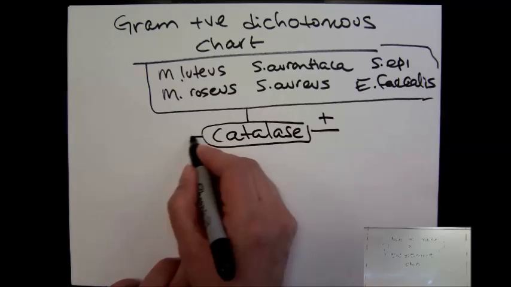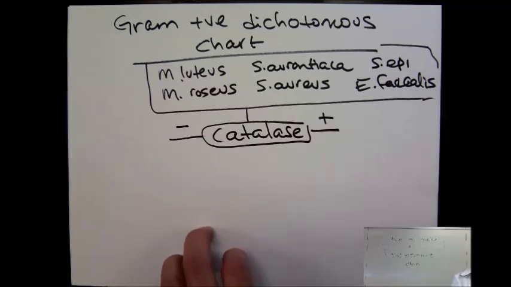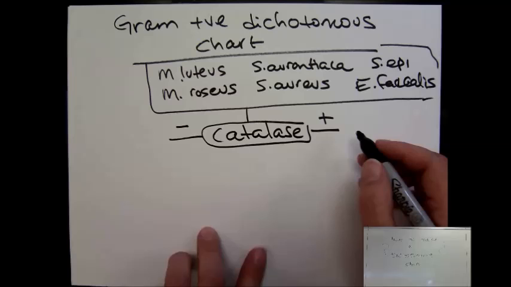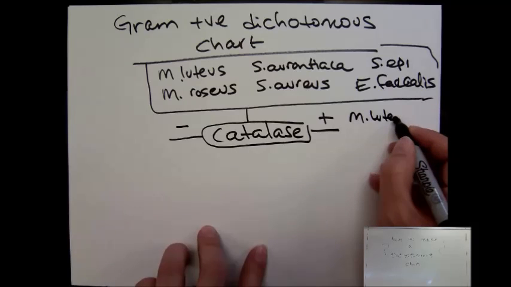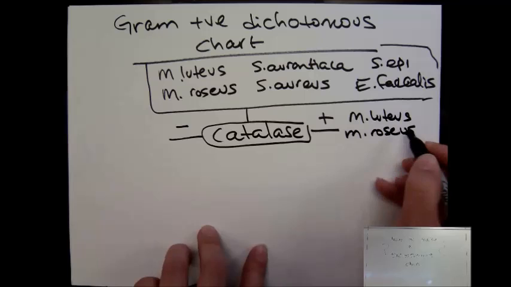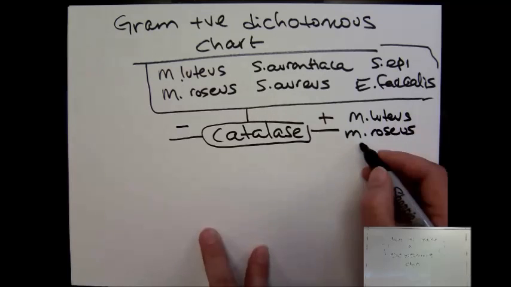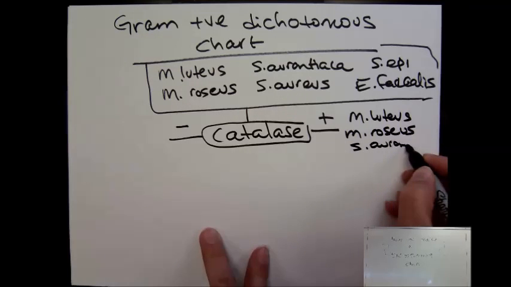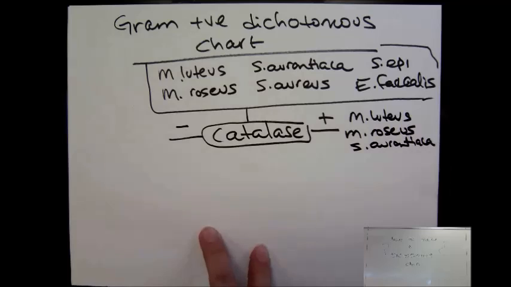We might get a positive, we might get a negative. If we have a positive, then we might have M. luteus. We might still have M. roseus. We may have S. aurantiaca. We might have S. aureus.